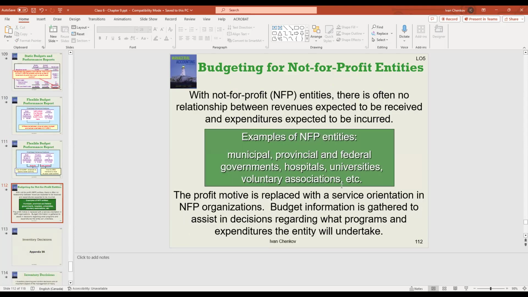Now, what kind of budget are non-for-profit organizations going to use? The way they're going to prepare the budget is exactly the same as we used last time. So what will those be? That will be municipalities, provincial and federal governments, hospitals, universities, associations, and some non-for-profit organizations. They all can follow the same approach for preparing their budgets.